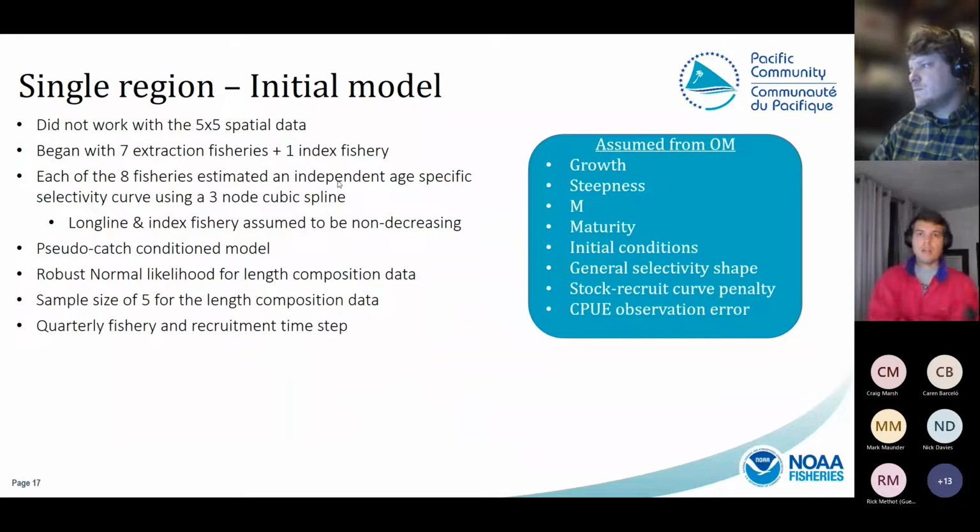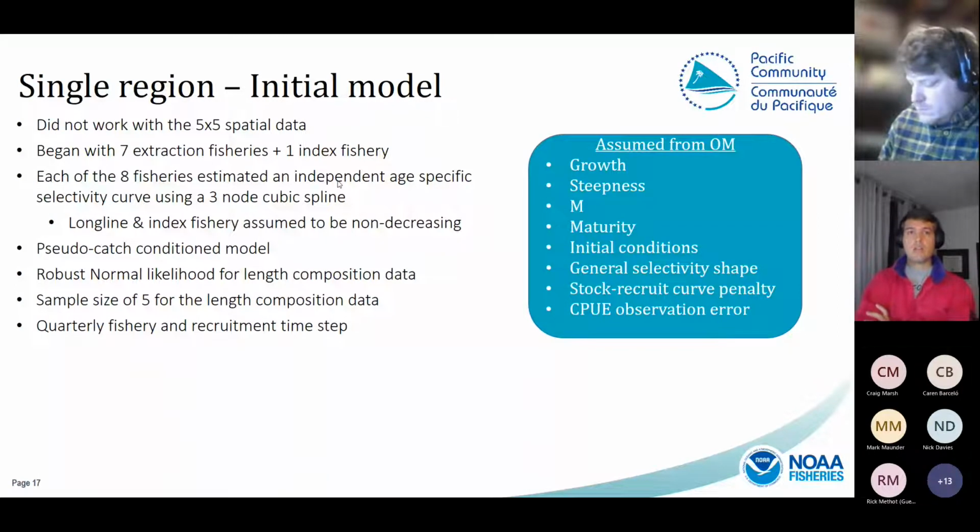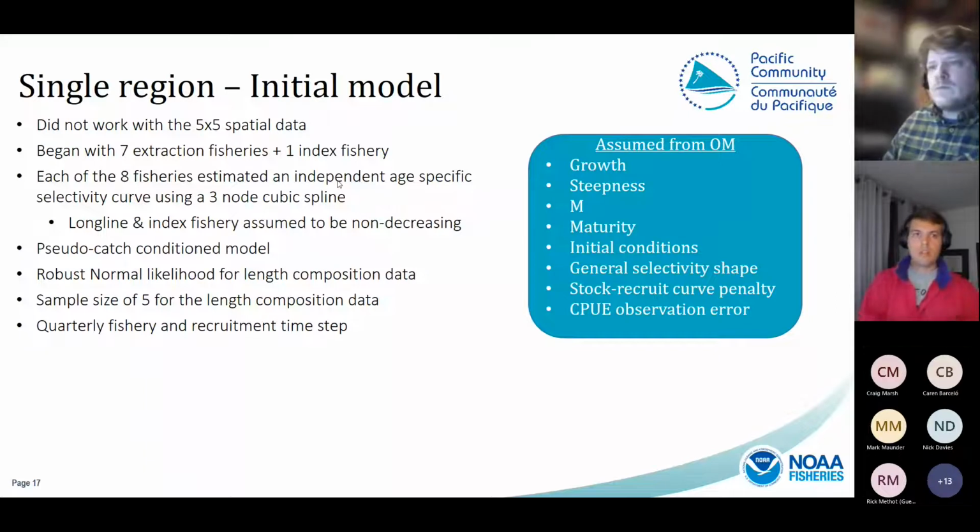So in terms of the initial model that we used in the single region, we didn't work with the 5x5 spatial data. So we took that single region, one area data set, and we began with 7 extraction fisheries. So 7 fisheries that are just there to remove catch from the population, and then 1 index fishery, which we associated the CPUE index, the standardized CPUE index with.